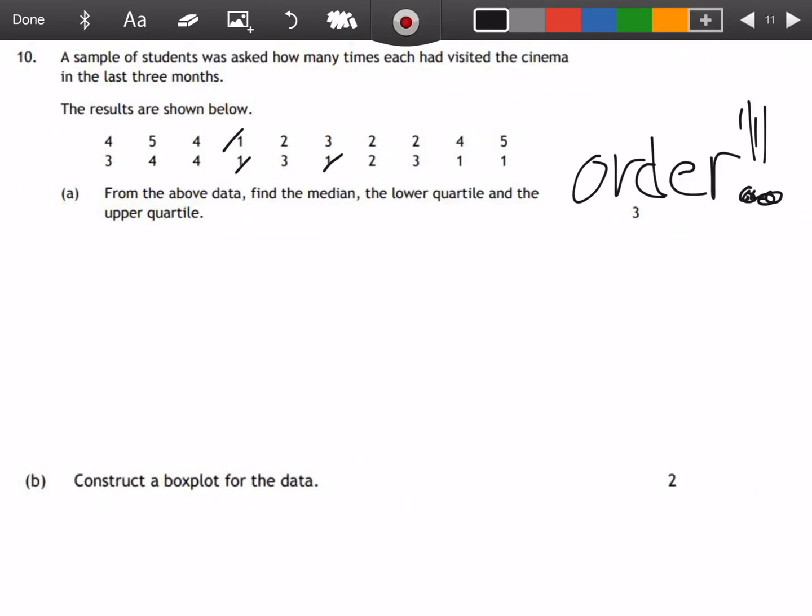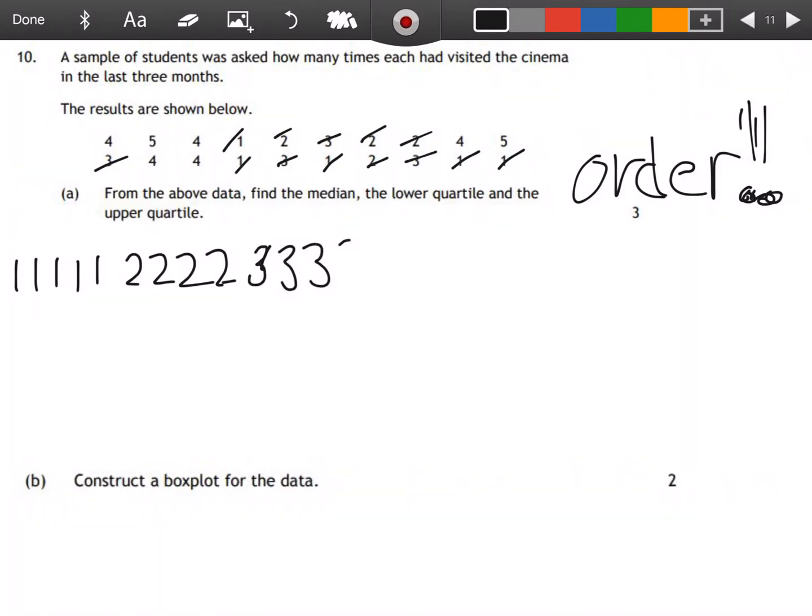I'm counting how many ones I've got. 1, 2, 3, 4, 5 ones. How many 2s? I've got 4 2s. How many 3s? 1, 2, 3, 4. How many 4s? 1, 2, 3, 4, 5. And I've got 2 5s.